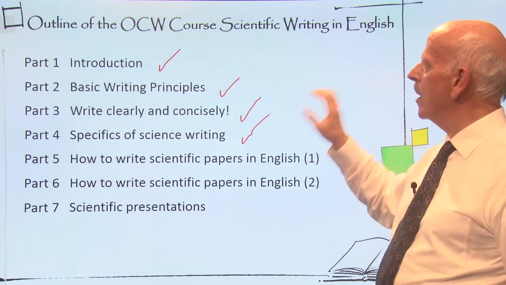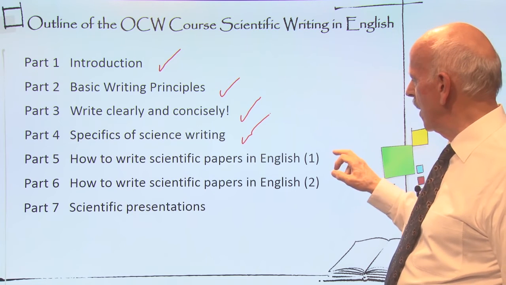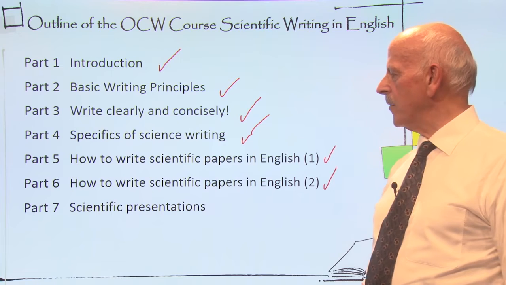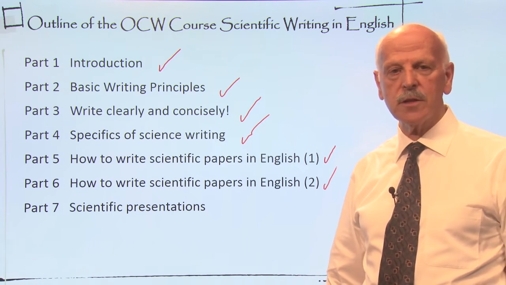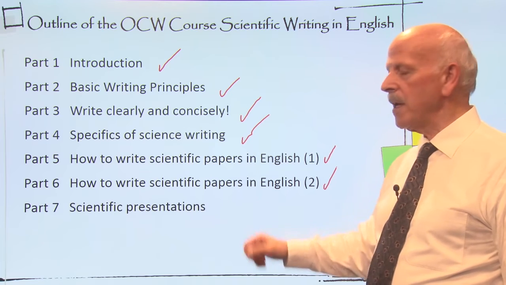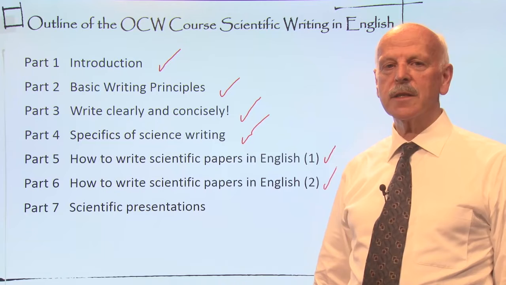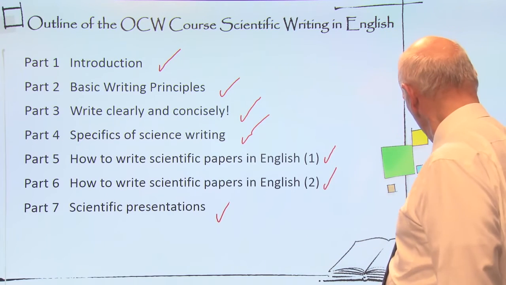This is the core of this OCW course. This is the fundamentals of this course, and we have this divided into 2 parts: how to write scientific papers. And lastly, some tips on scientific presentations. This is based on many years that I've been studying and listening to students giving presentations. So that's the outline of the course.